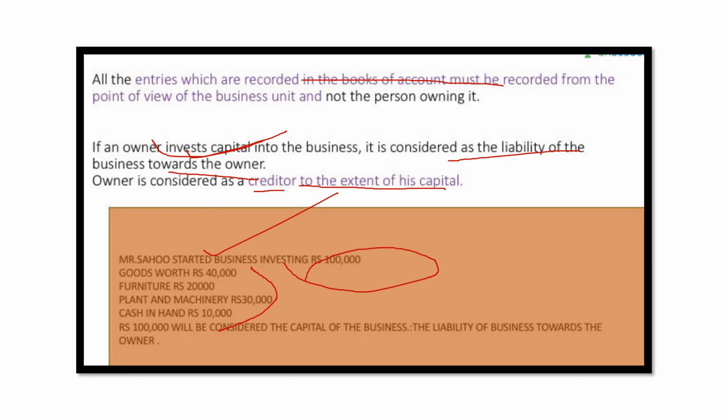So this 1 lakh is now a liability of the business towards the owner, to pay the return to the owner. That is, to pay the interest on capital to the owner. Okay. Now next.